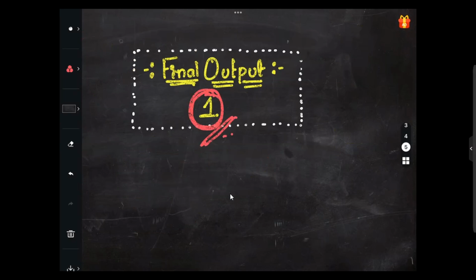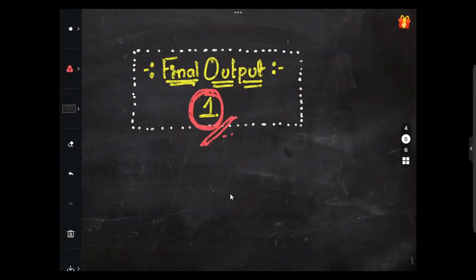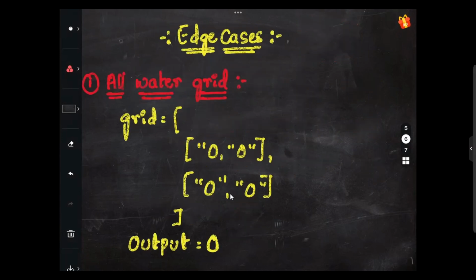So the output that we got is 1, which is equivalent to the output that they have given for example 1 in the question. So the approach works absolutely correct in this case, right? So now we are completely familiar with the approach. As we are familiar with the approach, let's discuss all the edge cases one by one.